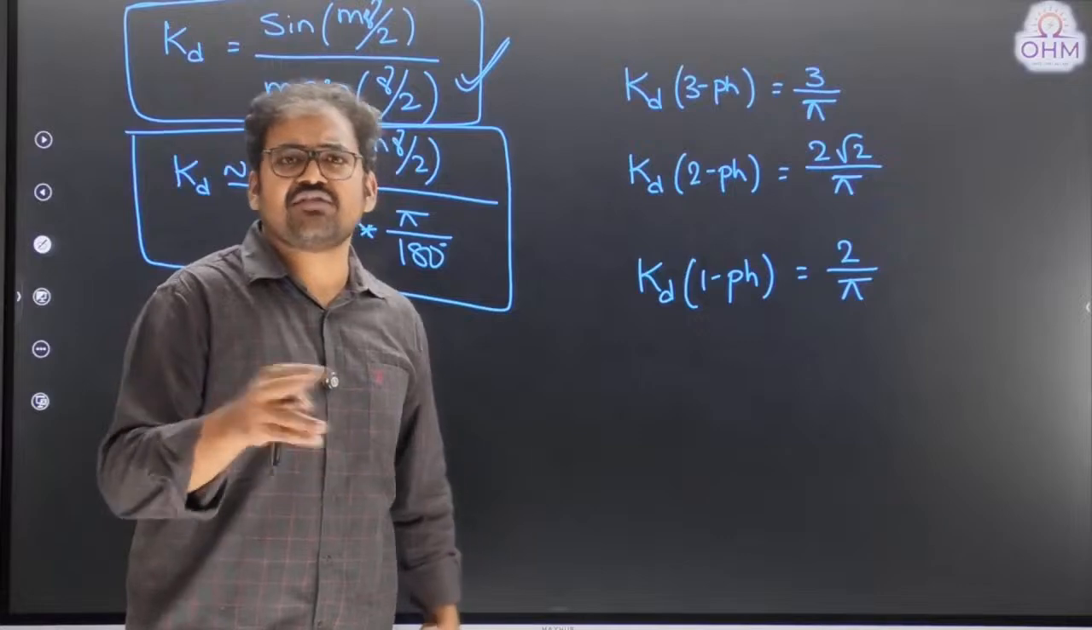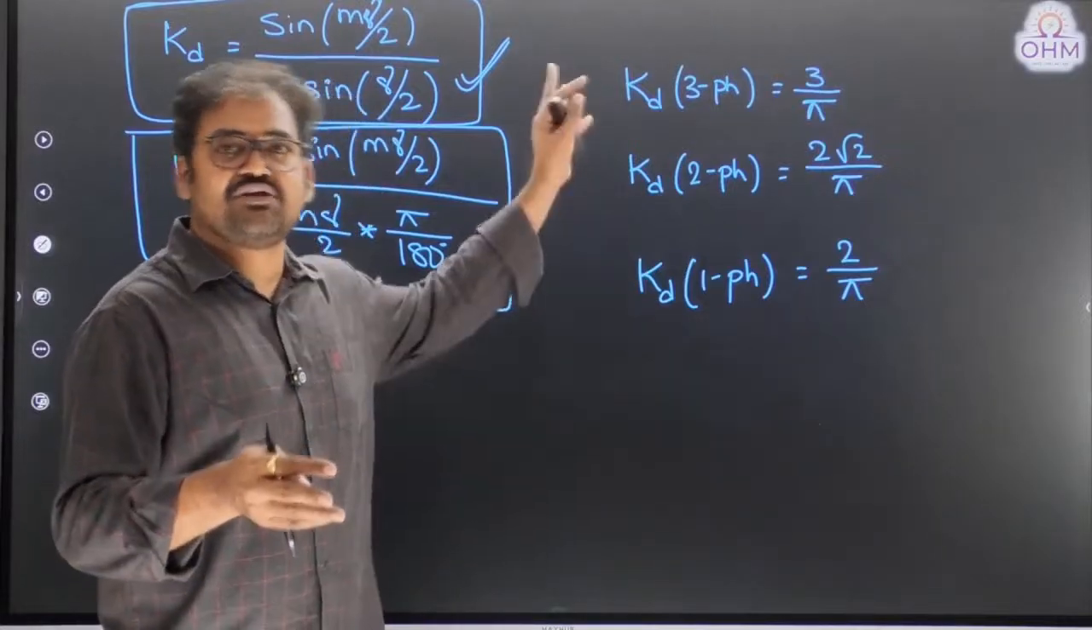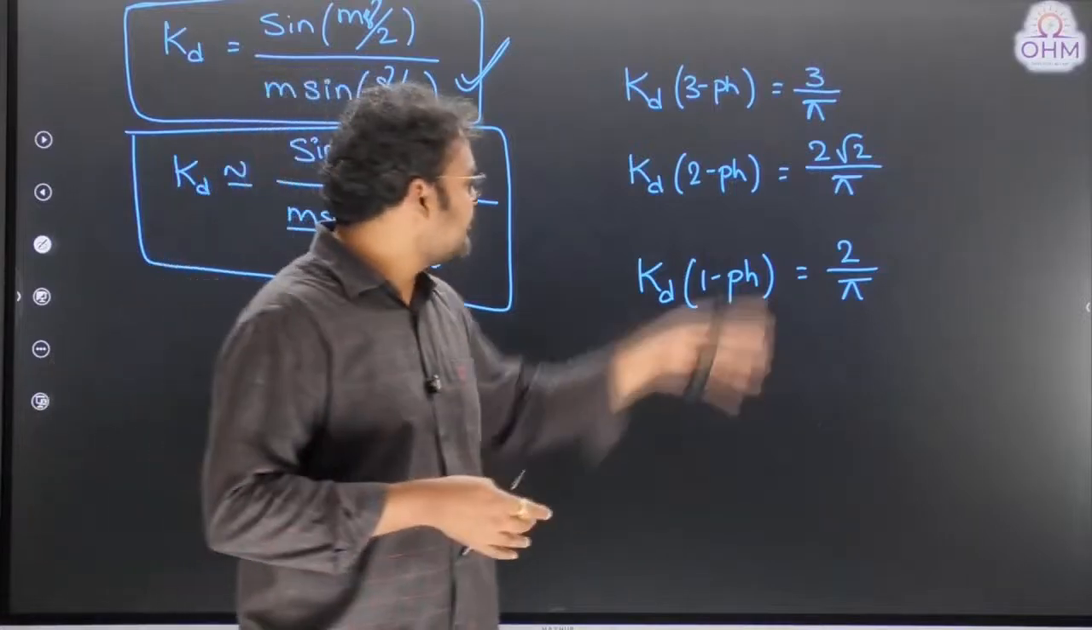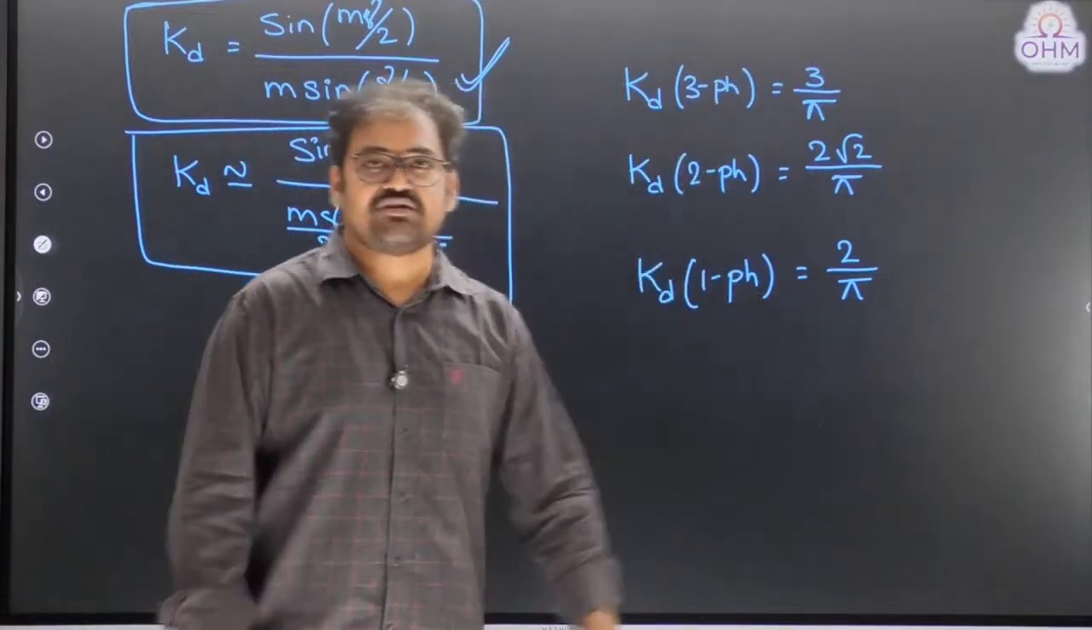However, the error will be very small whether you use the approximate value or the accurate value. So, especially when the question is a multiple choice type, you can directly use these distribution factors.